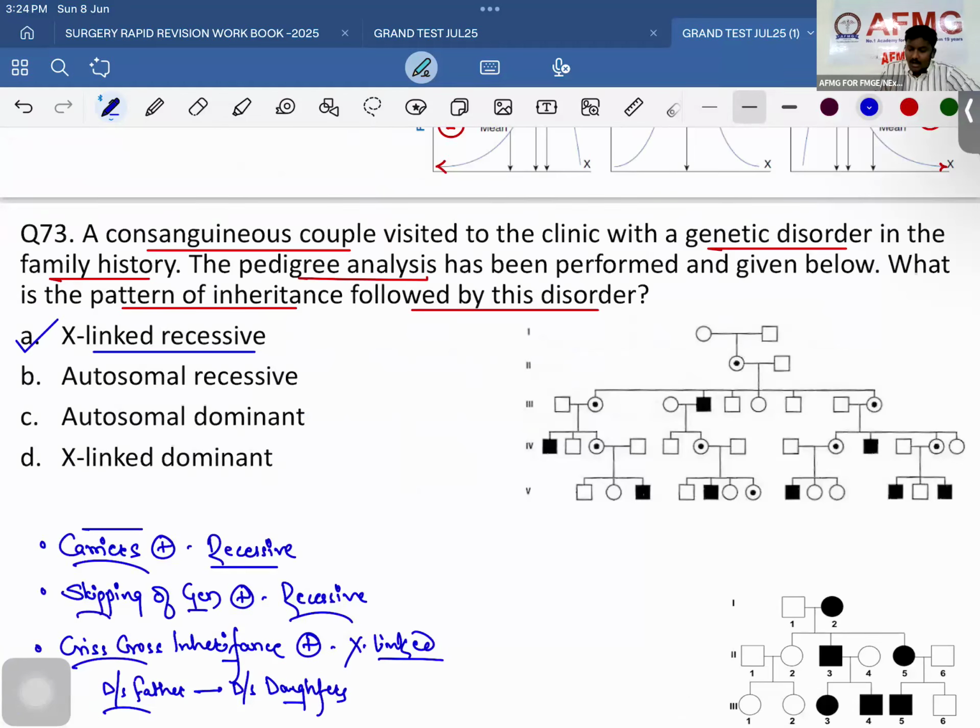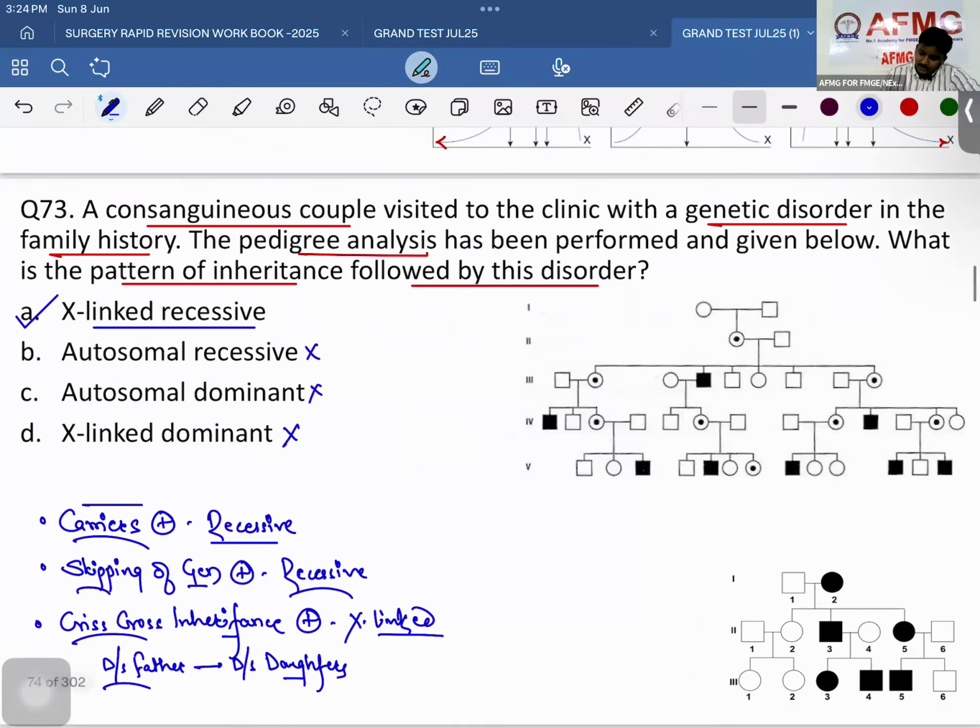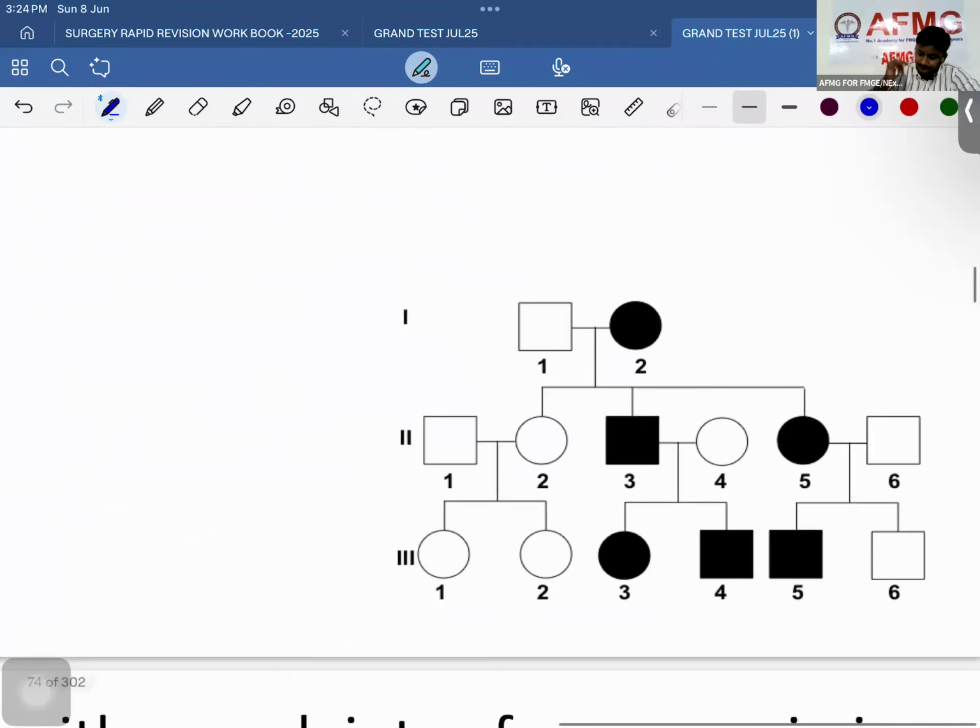ठीक है? अगर कैरियर्स नहीं होते और हर जनरेशन में डिसीज प्रेजेंट होता, then I would have called it as X-linked dominant. Okay. Next, what does this picture suggest you of?